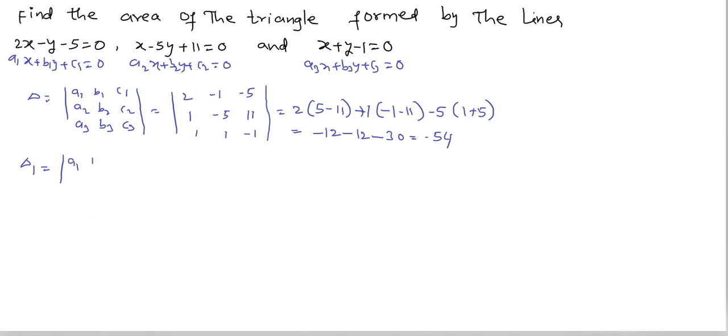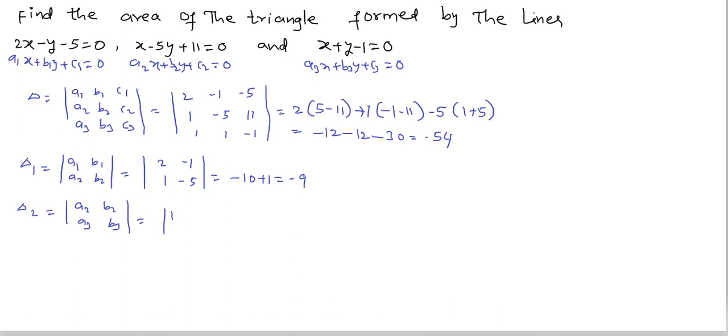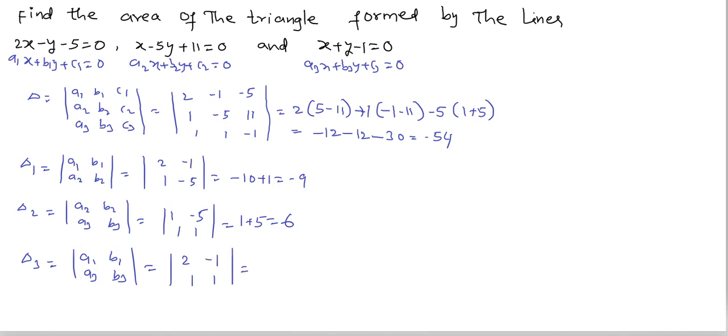Delta 1 is equal to the determinant of a1 b1, a2 b2, equal to 2 minus 1, 1 minus 5, equal to minus 10 plus 1, equal to minus 9. To find delta 2 is equal to the determinant of a2 b2, a3 b3, equal to 1 minus 5, 1 1, equal to 1 plus 5, is equal to 6. Delta 3 is equal to the determinant of a1 b1, a3 b3, equal to 2 minus 1, 1 1, equal to 2 plus 1.